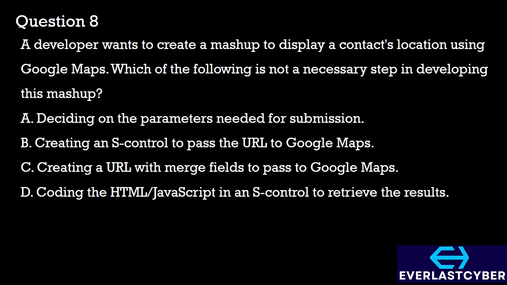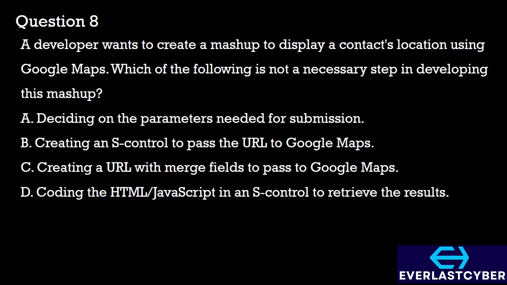For option A, deciding on the parameters needed for submission, this is a necessary step because you need to determine what information you'll be sending to Google Maps. For option B, creating an S control to pass the URL to Google Maps. S controls are deprecated now and they are no longer recommended for new developments. So creating an S control is not a necessary step for developing the mashup in a modern Salesforce environment. Instead, what developers use now is Visualforce or Lightning components.